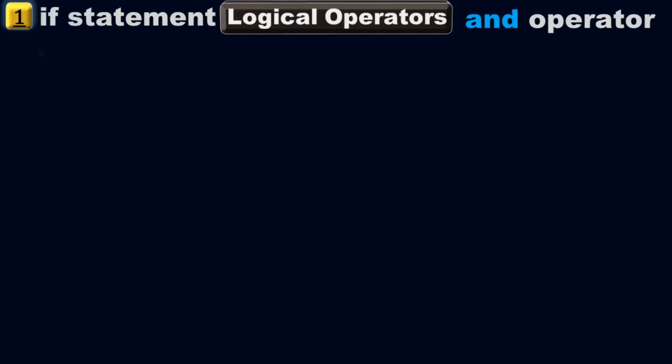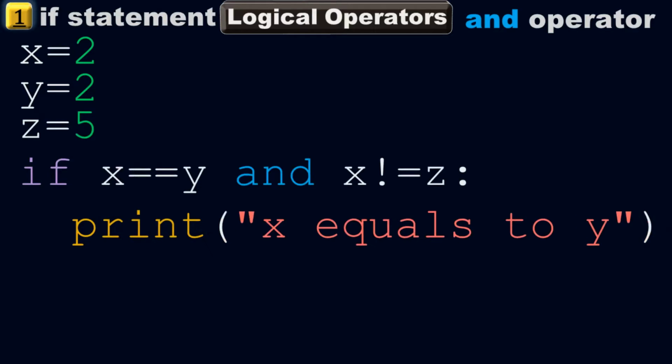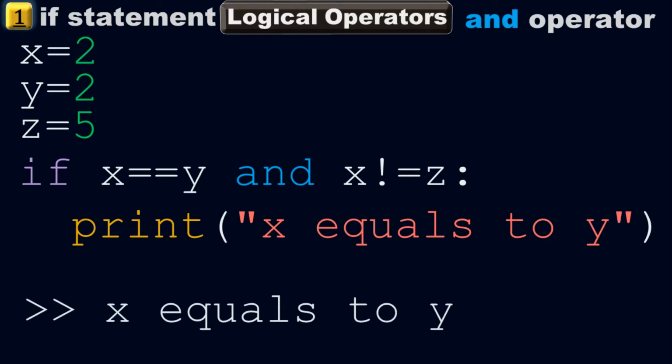Example number 1. x equals 2, y equals 2, z equals 5. If x equals y and x is not equal to z, then print x equals y. So when you run the program, you will get x equals y.